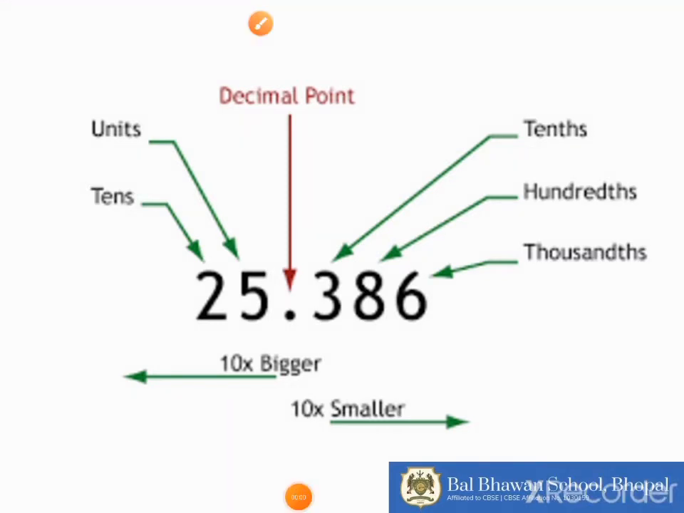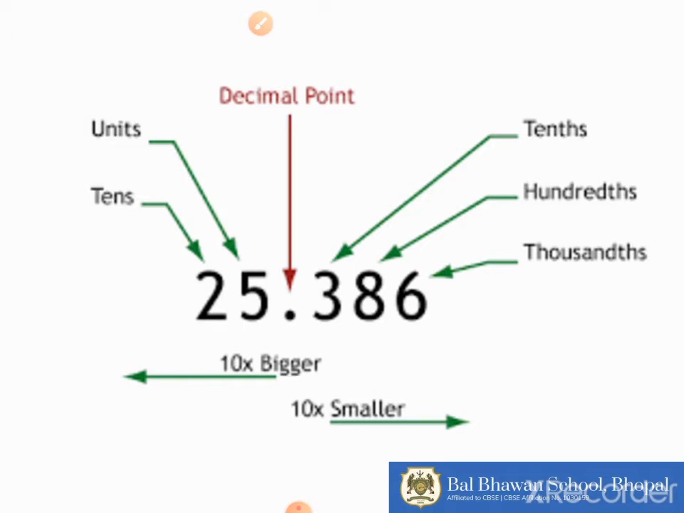Now when we read a decimal number, every digit towards the right is 10 times smaller than the previous digit. For example, if we look at this number, 5 is 10 times smaller than 2 because 5 is on the 1's place and 2 is on the 10's place. So because of the place value of 5, it is 10 times smaller than 2. The same rule applies after the decimal also. It means 8 is 10 times smaller than 3 and 6 is 10 times smaller than 8.